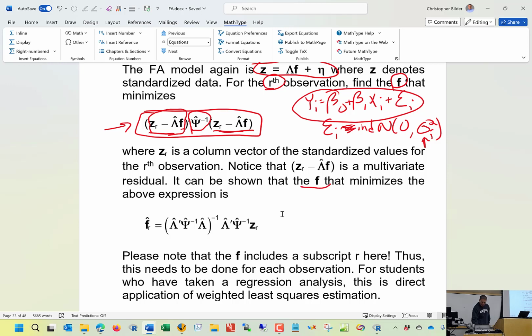It can be shown then that the f that actually minimizes this has a closed form. I can actually write it out. I don't need to do iterative methods. And it ends up being this expression here.